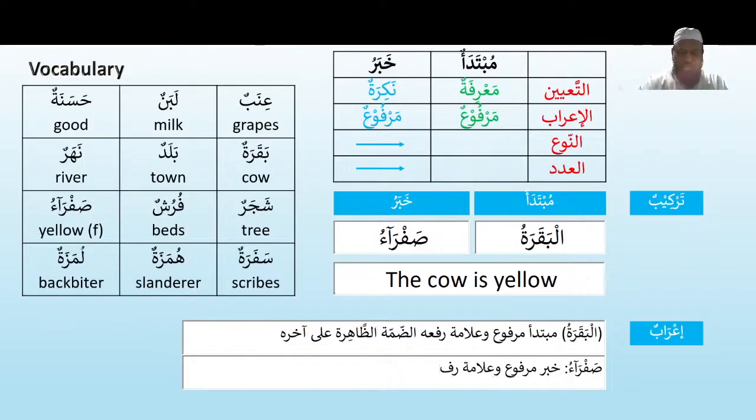What is the sign of being Marfu'? Alamatu Fihi dhammatu zahiratu ala akhirihi. So this is the i'rab of this jumla. Al-Baqaratu mubtada'un marfu'un wa 'alamat raf'ihi dhammatu dhahira ila akhirih. Safra'u khabarun marfu'un wa 'alamat raf'ihi dhammatu dhahira ila akhirih. That's a very simple jumla ismiya. So far understood?